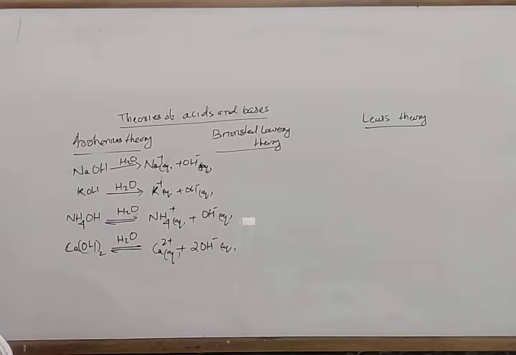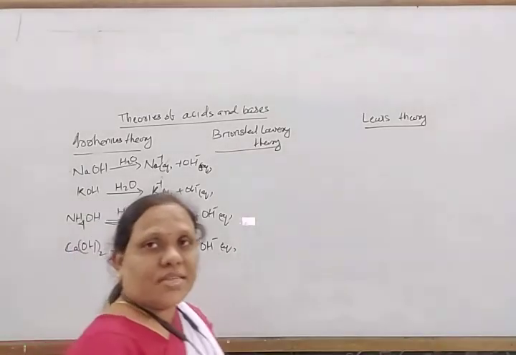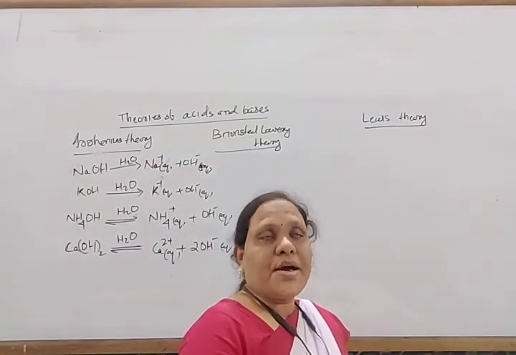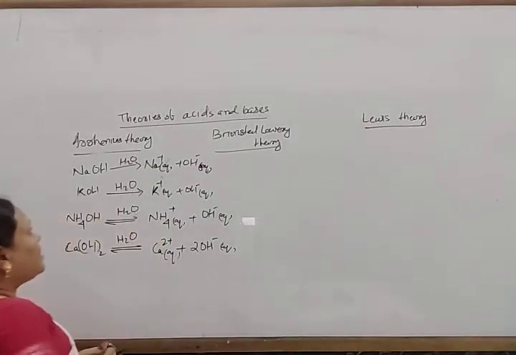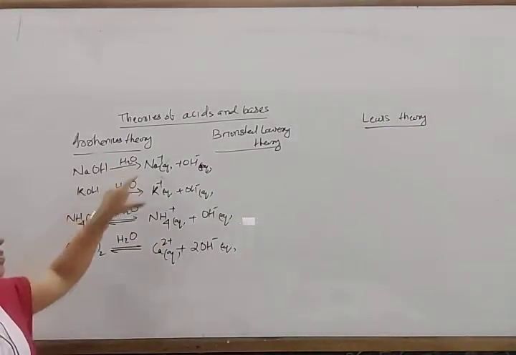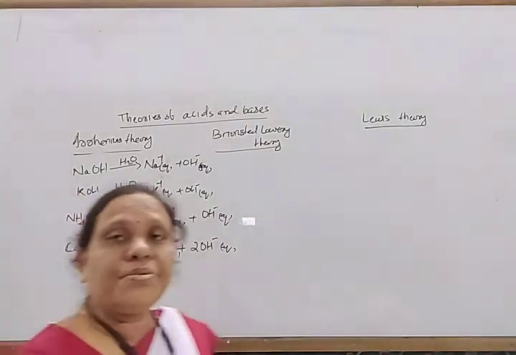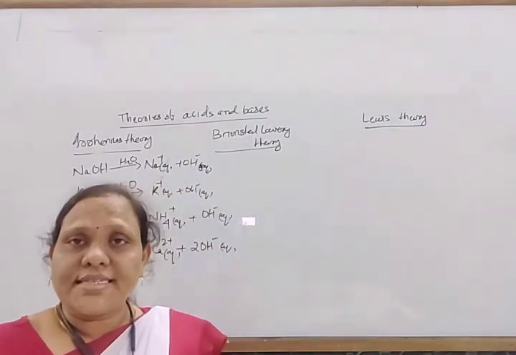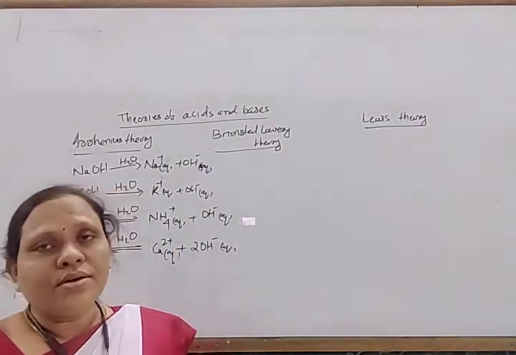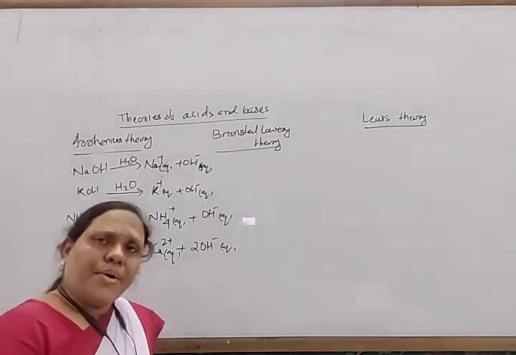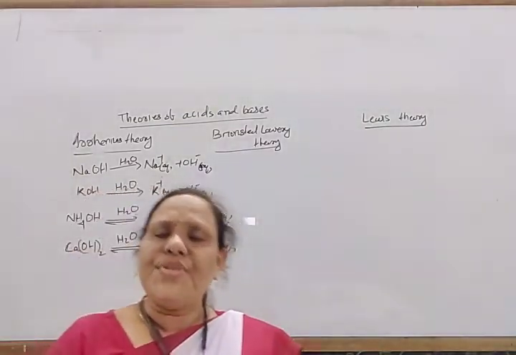So according to Arrhenius theory, those which give the OH- ion are known as bases. Okay, so there are strong bases and some are weak bases. Now, according to the Arrhenius concept, which is this H+ ion is known as acid and which is OH- ion is known as base. But there are some limitations in this theory.